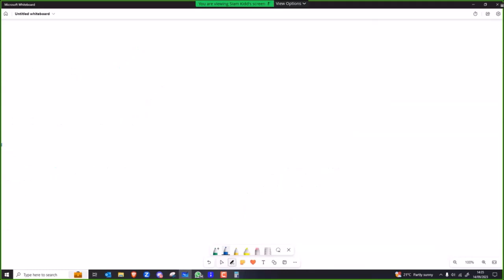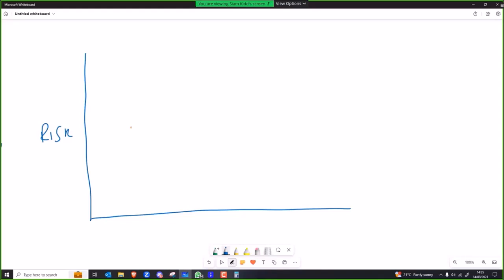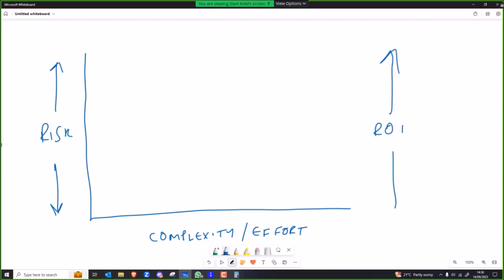When you're looking at bull market activities, there's all sorts of things you can do. And I guess if you put everything on a chart like I do, you have risk and, let's just say, complexity / effort. And I guess if I was to try and complicate things, you've got ROI over here. So you've got full degen.